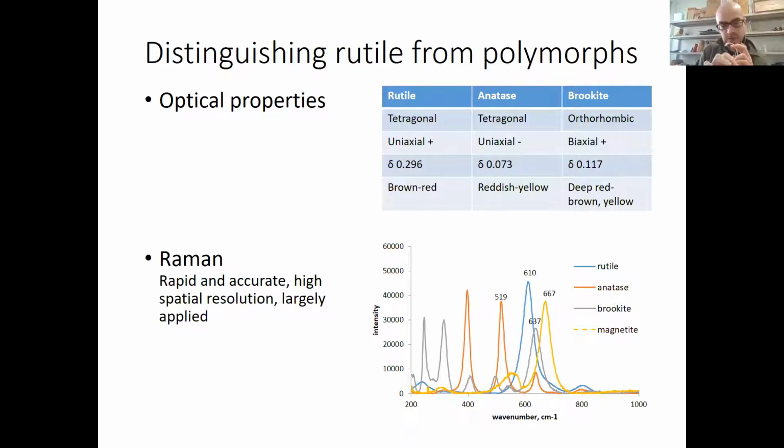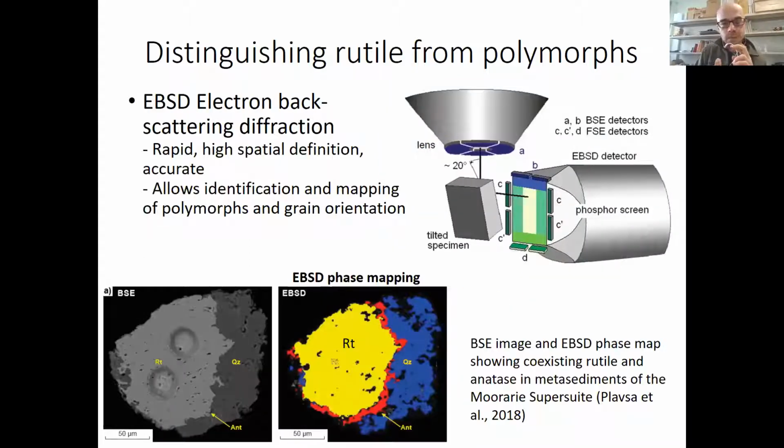Another advantage is that Raman is relatively widely available. One more technique that I will show you during the presentation is electron backscatter diffraction. It's also a rapid, high spatial resolution and very accurate kind of technique.